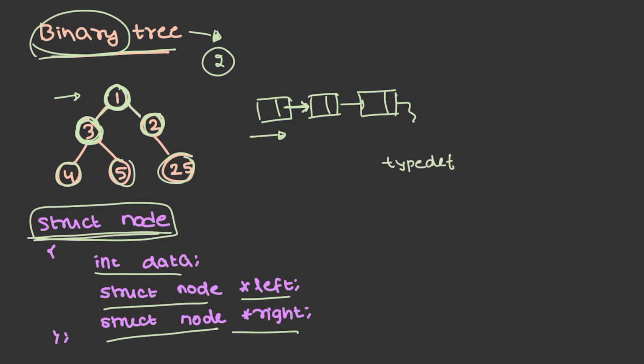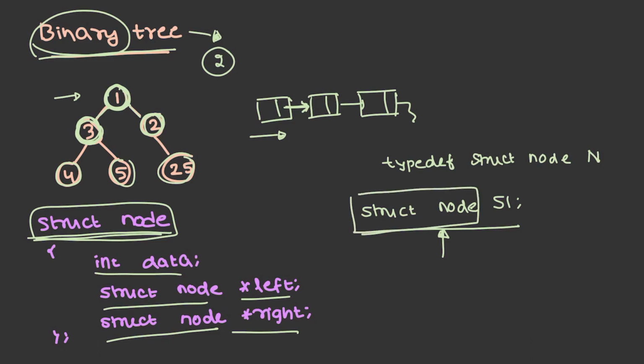If we want to create an object for this, we can write it as follows. But instead of writing this every time, what I can do is declare typedef struct node, and if I give it as capital N, instead of writing this struct node, I can replace it with N. Now it can be written as N S1. Now, both of these statements are similar.